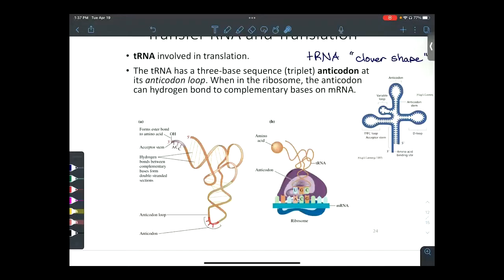So tRNA does the translation. It's reading the photocopy that we made, which is mRNA. It's reading the mRNA that we made. So how it does this is what's called an anticodon on the transfer RNA. And it goes to the correct sequence on the mRNA looking for the complementary codon.